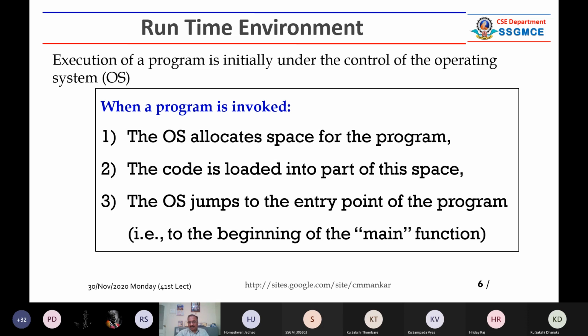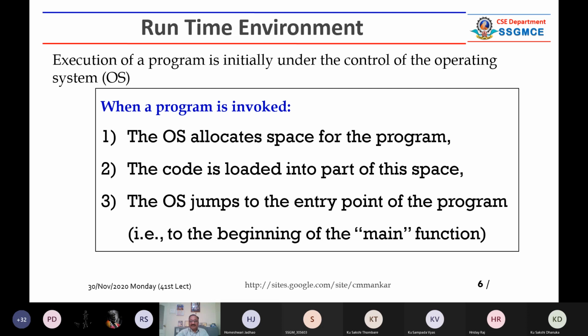We call these the entry points. Where is the start point and where is the end point? For example, in C we use the main function. So the OS jumps to the entry point of the particular program, like the main function in C. That is the beginning, and there is a brace at the end. That is the end.